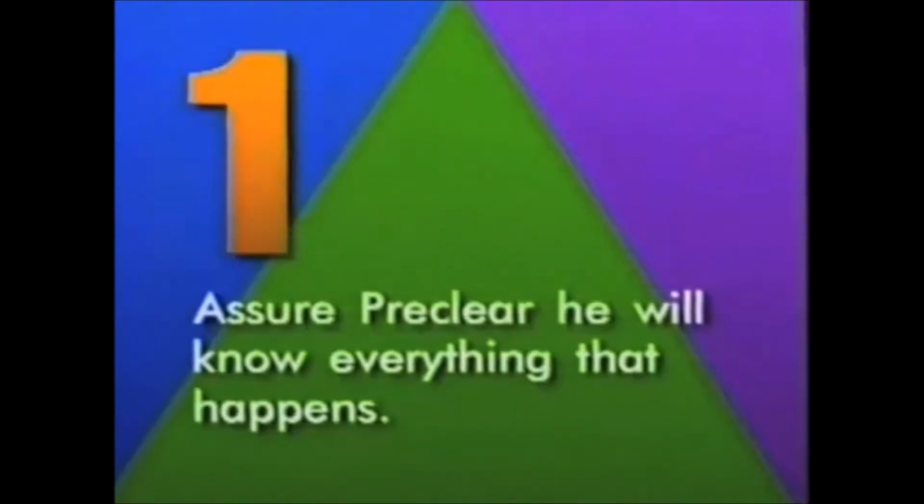First, the auditor has to assure the pre-clear that he will know everything that happens. We will begin the session now. You will remain aware of everything which goes on. You'll be able to remember everything that happens here. You can pull yourself out of anything which you get into if you don't like it. The second step is to have the pre-clear close his eyes. All right. Close your eyes.